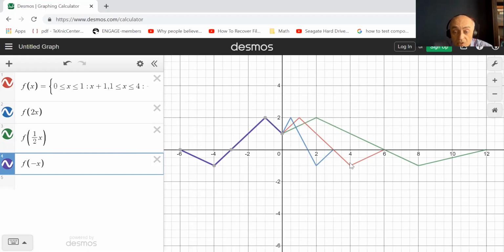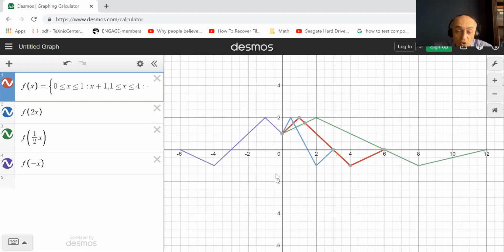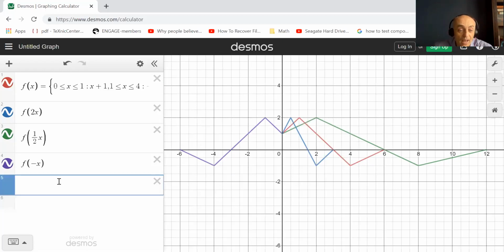So x, this is the red graph, the initial graph. X changes to negative x, so 4 to negative 4, 6 to negative 6, and so on. So that's why it flips over on the other side of the y-axis.